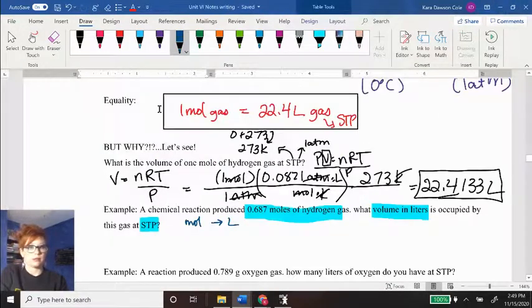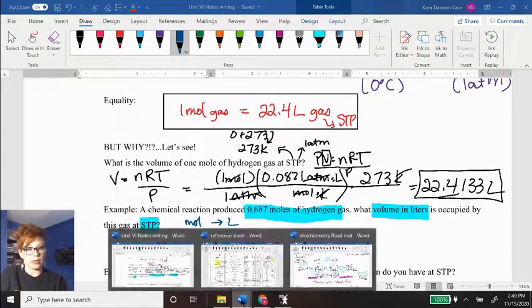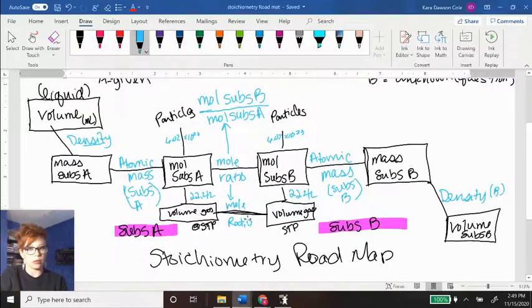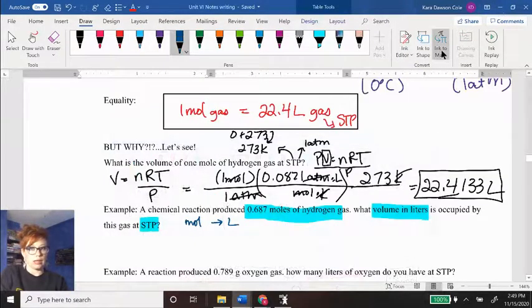So then, if we're going from moles to liters, again, remember, anytime you're going out of the mole, so like when you go from mole of something to a different unit, you are multiplying. And whenever you're going into the mole, you're dividing. So out of the mole, multiply, into the mole, divide.